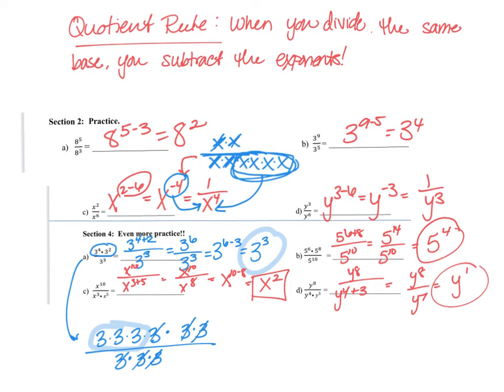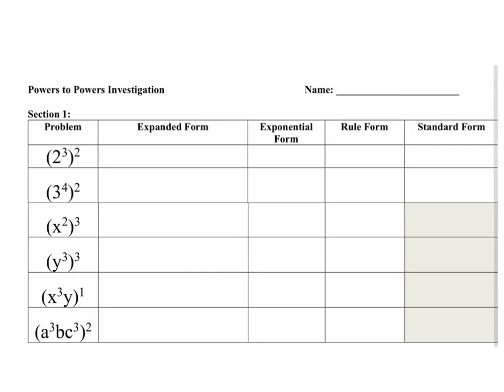All right, so when we multiply the same base, we add the exponents. When we divide the same base, we subtract the exponents. We got one more rule to talk about today, guys. All right, last rule, guys. There's only one more, and it is the power to power rule.